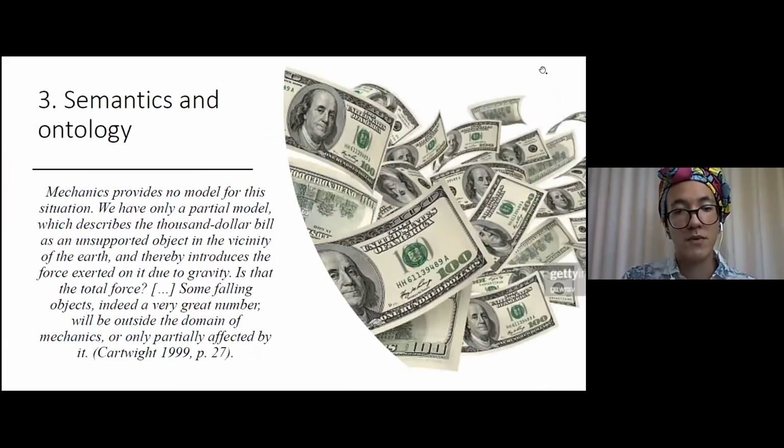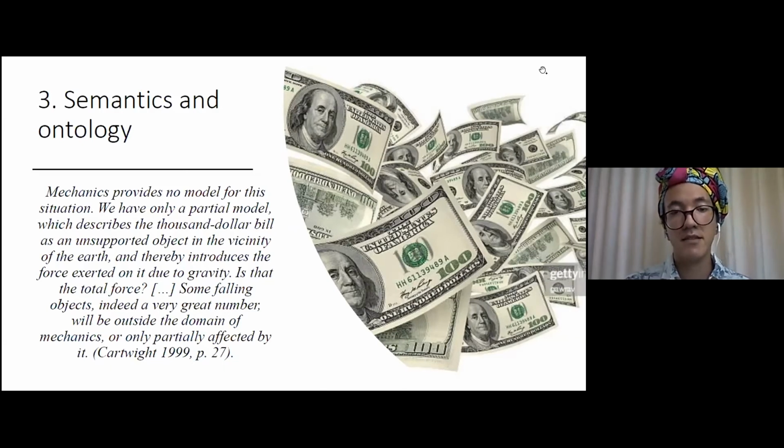Here is a quote from Nancy Cartwright. Mechanics provides no model for this situation. We have only a partial model which describes the $1,000 bill as an unsupported object in the vicinity of the Earth, and thereby introduces the force exerted on it due to gravity. Is that the total force? Some falling objects, indeed a very great number, will be outside the domain of mechanics, or only partially affected by it.